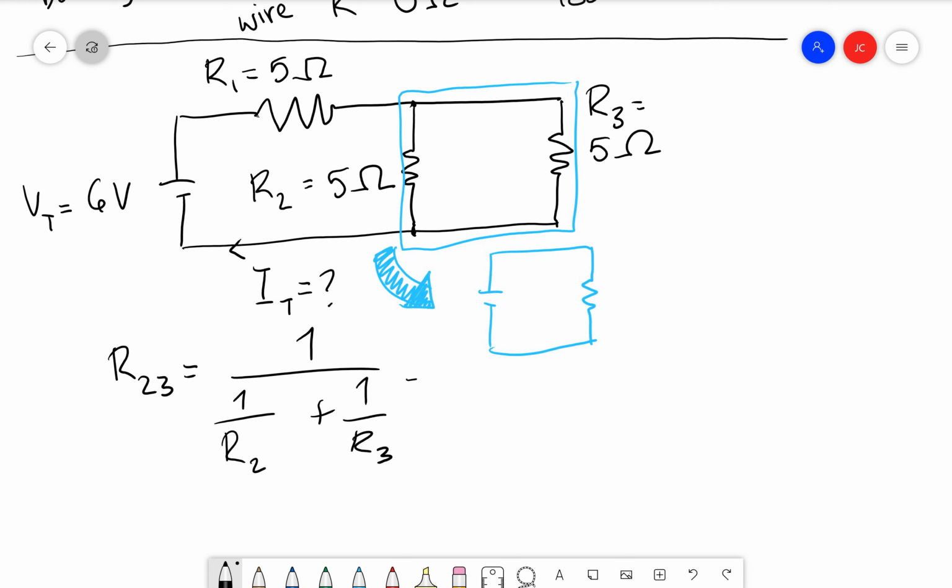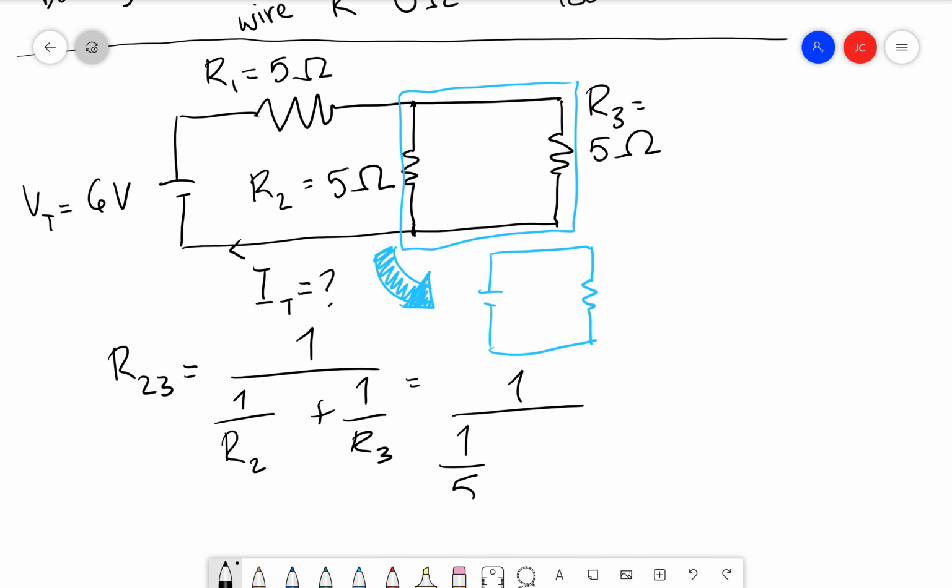And you could then sub in the values and you're going to get 1 over 5 plus 1 over 5. And trust me on this, it equals 2.5 ohms. And this is the resistor value of R23.